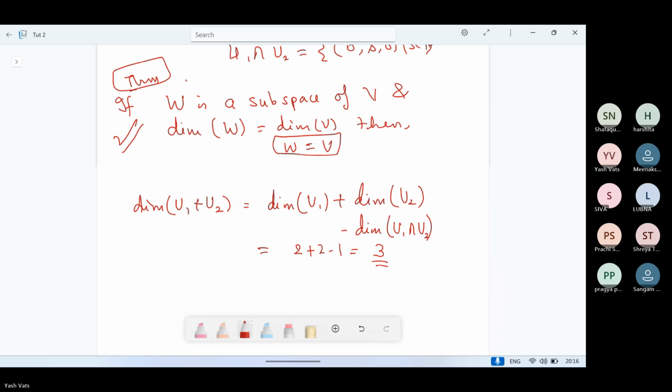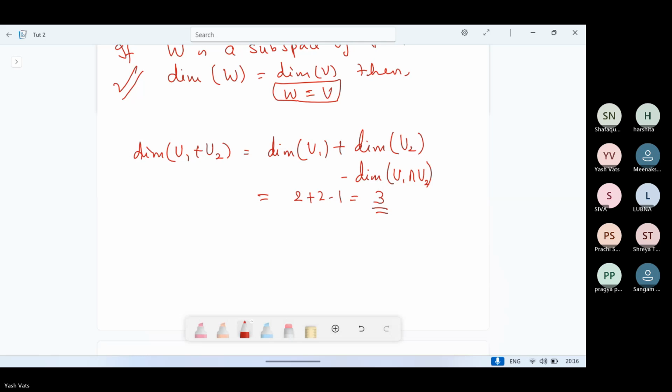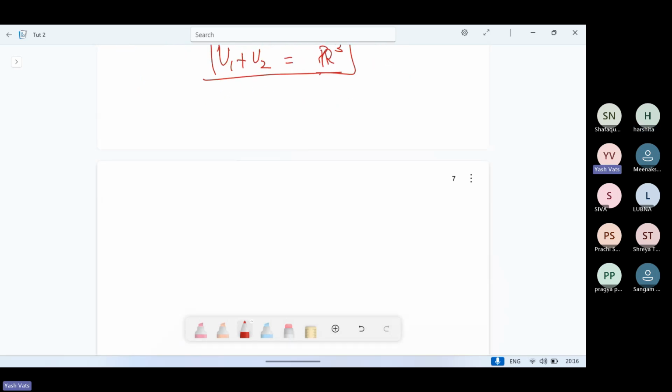Everyone, what does this imply? What is U1 plus U2 basically? What is this space? R3. Yes, because R3 has dimension 3 and it is a subspace of R3. Is it very clear? Yes, sir. Okay. So we have another question again.